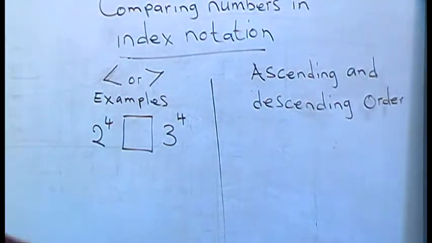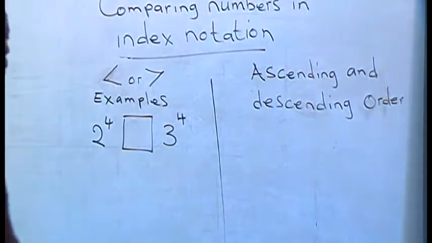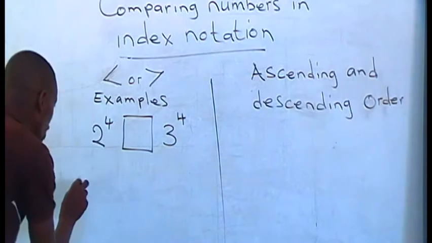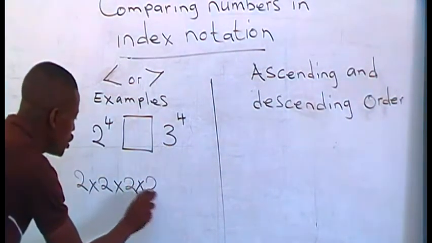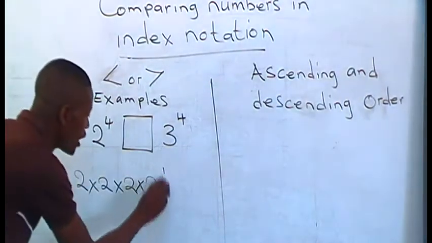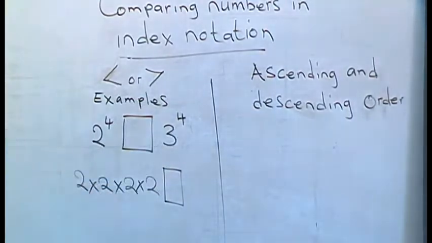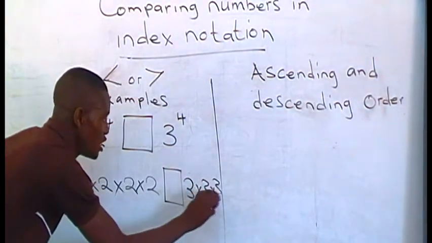The correct way of expressing this number is to expand it. You write it in expanded form. So 2 should multiply itself 4 times: 2 times 2 times 2 times 2. 1, 2, 3, 4. And then the box. 3 should multiply itself 4 times. We have 3 times 3 times 3 times 3.